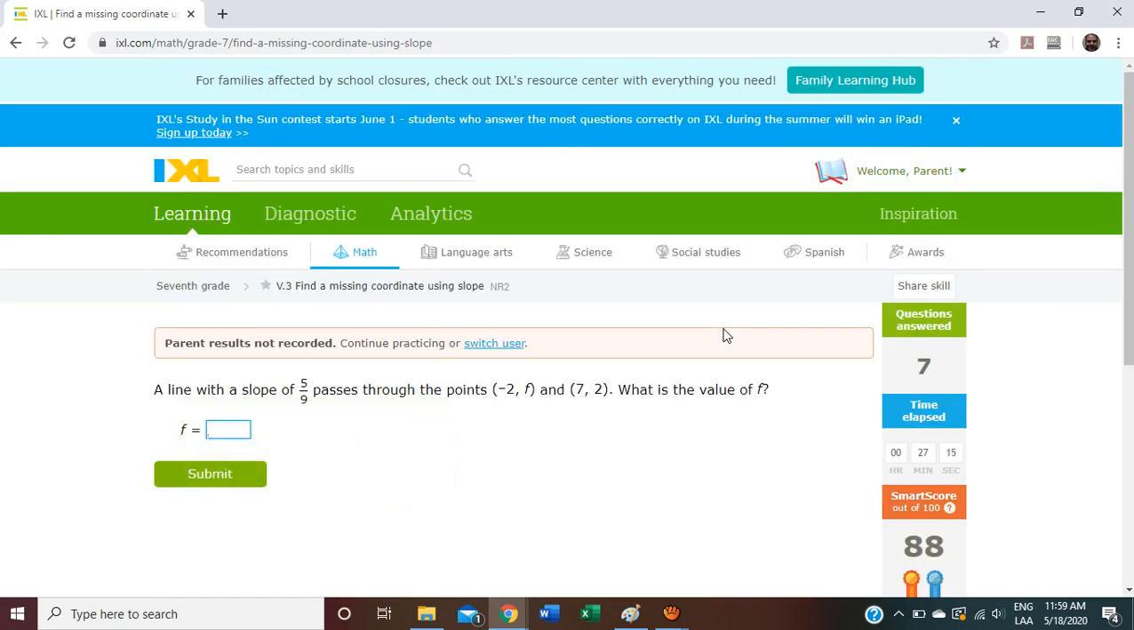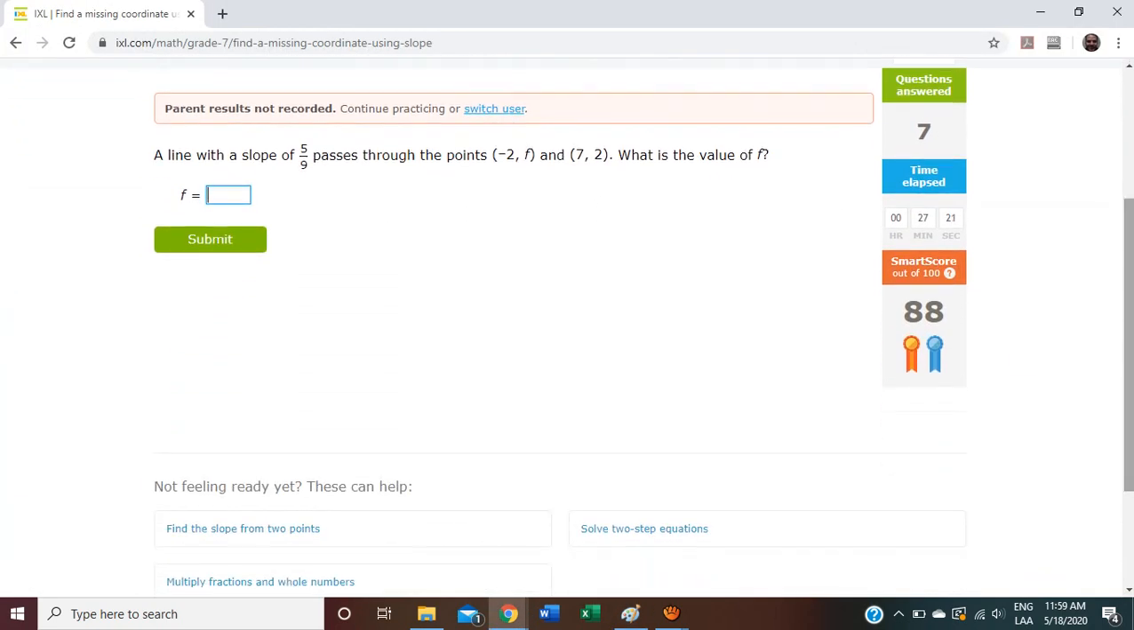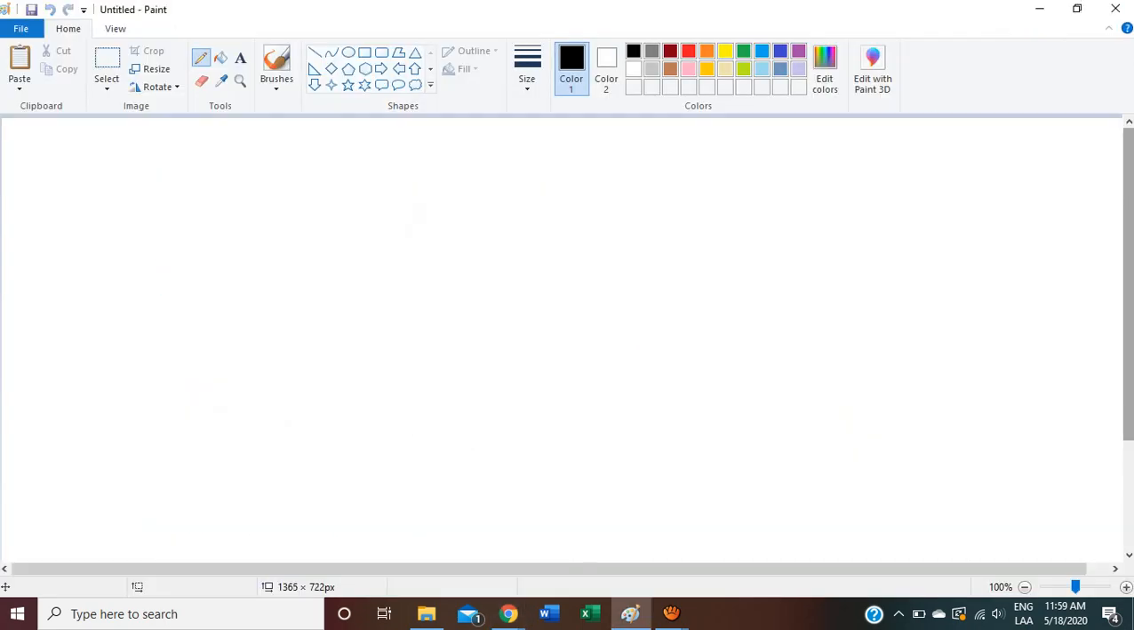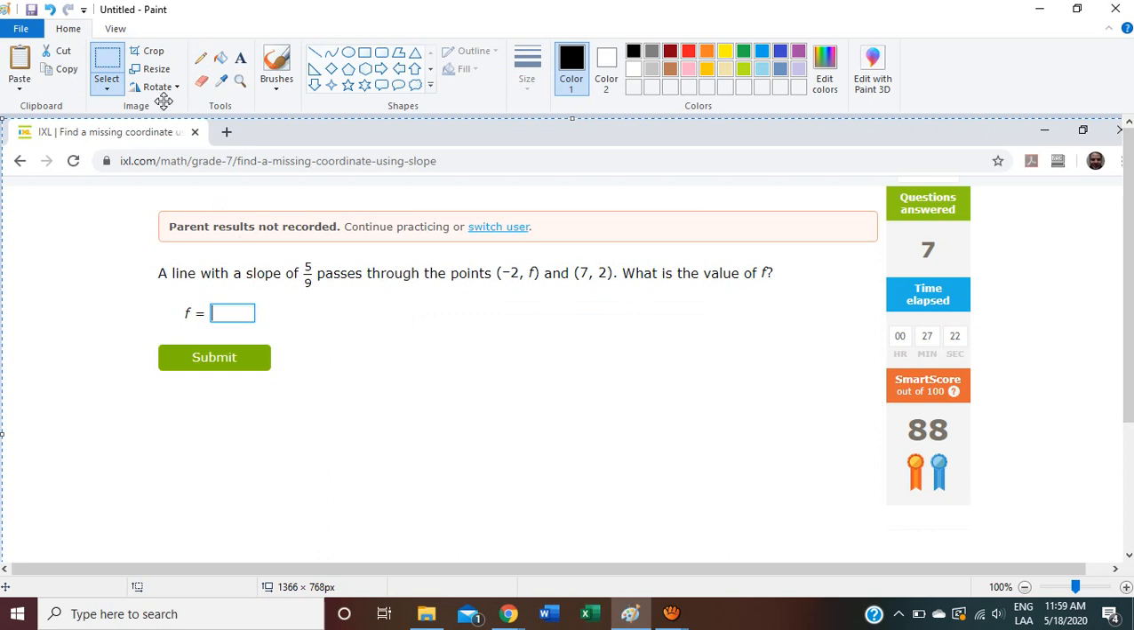All right, we have a slope of 5/9. Let me create a new one. All right, we have a new one right here. So our slope is 5/9. Okay, equals 2 minus f divided by 7 minus negative 2. So minus negative equals plus. Okay, so 7 plus 2 equals 9.